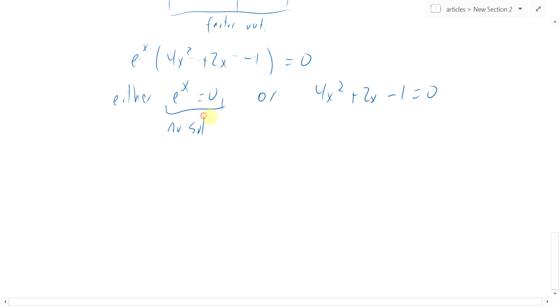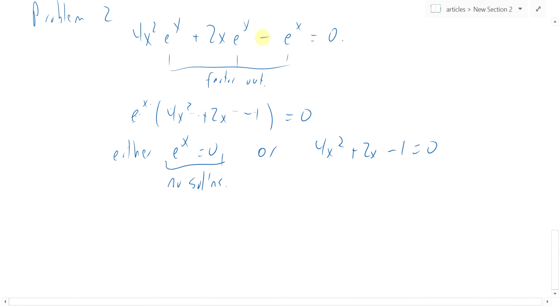No solutions. Okay. So if this equation has any solutions at all, if there's any x's you can plug in, they have to come from this quadratic part. And again, I'll just go with the quadratic formula: negative b, which is minus 2, plus or minus the square root of b squared, 2 squared is 4, minus 4ac, where a is 4 and c is minus 1, all over 2a, a is 4 here, so it's all over 8.